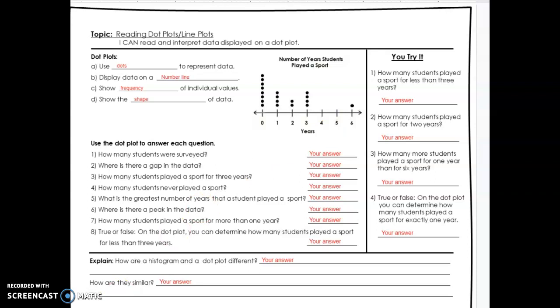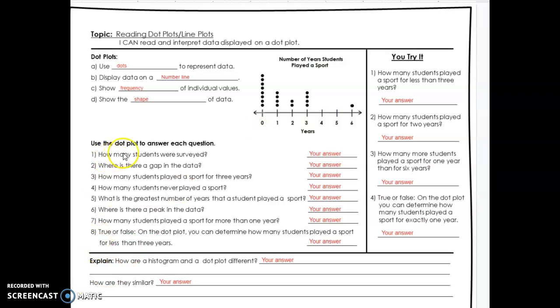So this is how we write a dot plot. Here's the number line, and then you just put a dot for each individual person who had each one. So today we're just going to be looking at if you can read a dot plot and then are able to answer questions about it.